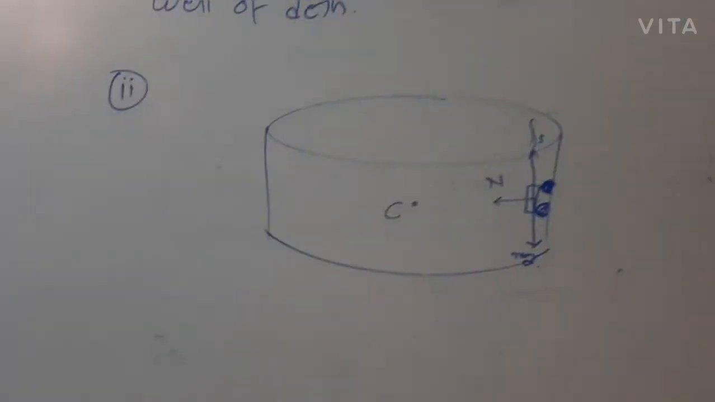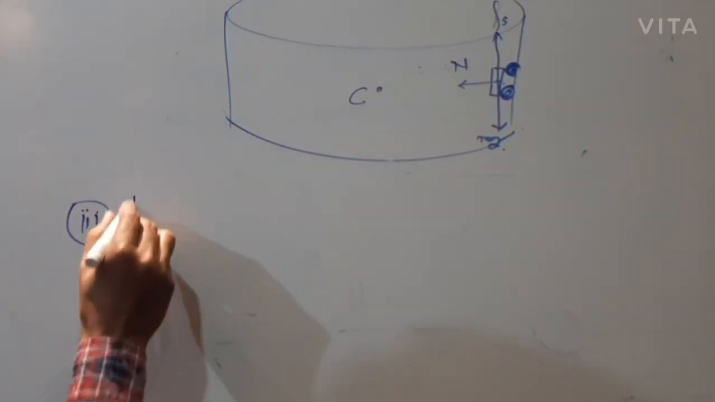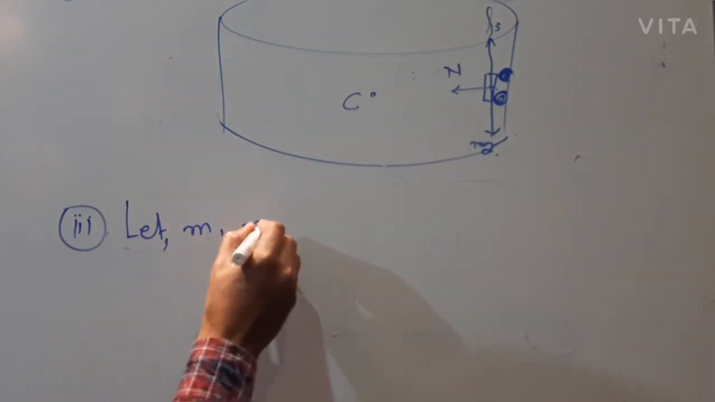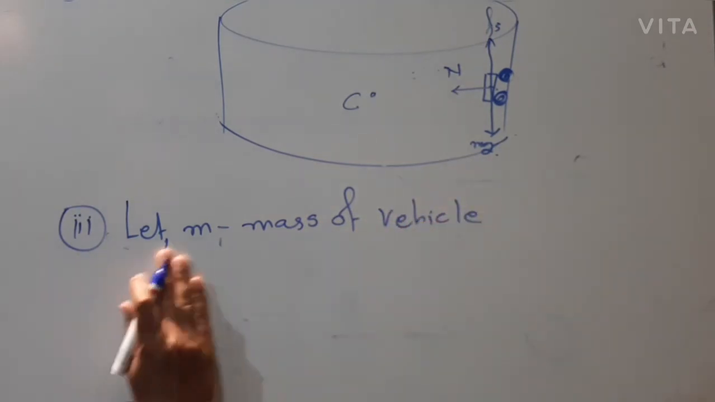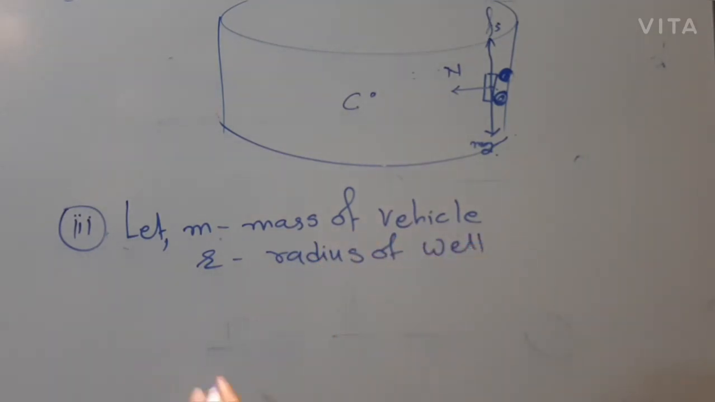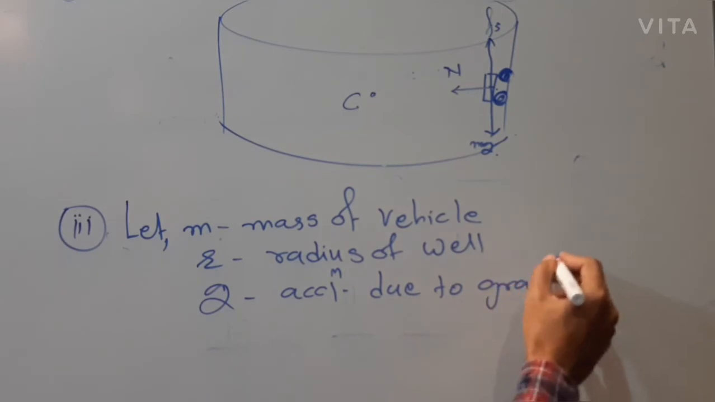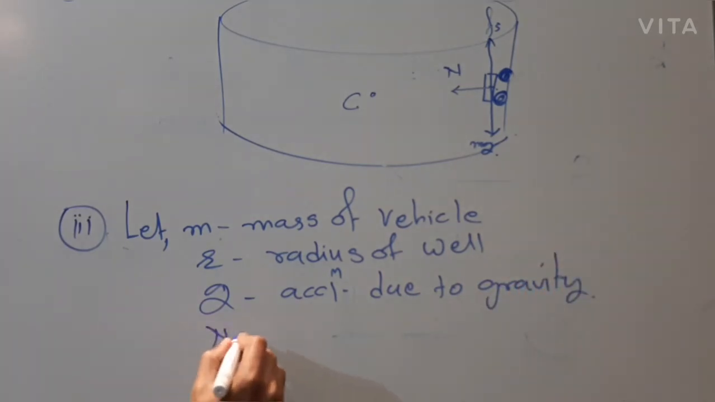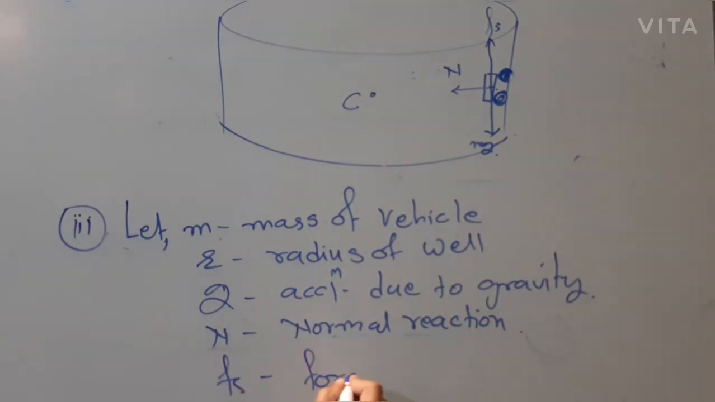Then our next point is the notations. So right here, third point, let m be the mass of the vehicle, r the radius of the well, g the acceleration due to gravity, N the normal reaction, Fs the force of friction.